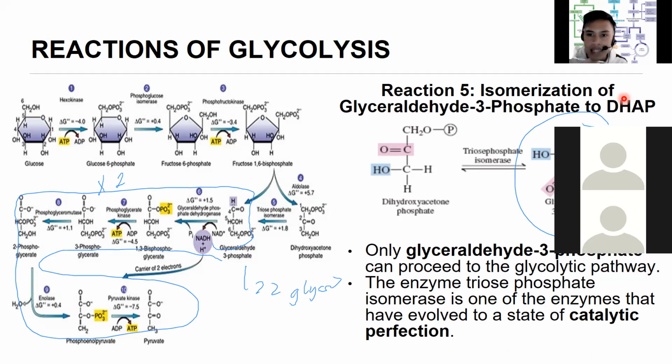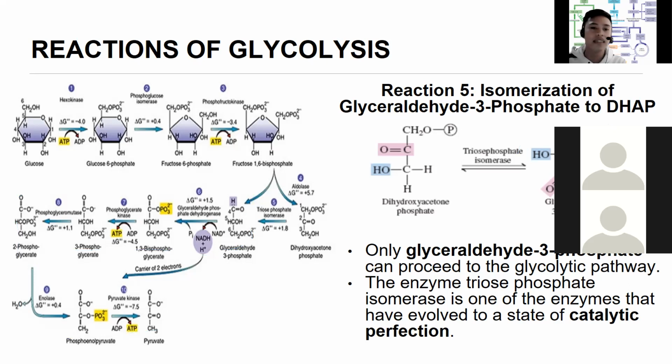Class, am I making sense? Okay. So what are now the important steps that have important byproducts? Step 6 produces NADH. Step 7 and step 10 produce ATP. So at step 6, you produce 2 NADH. At step 7, you produce 2 ATP.